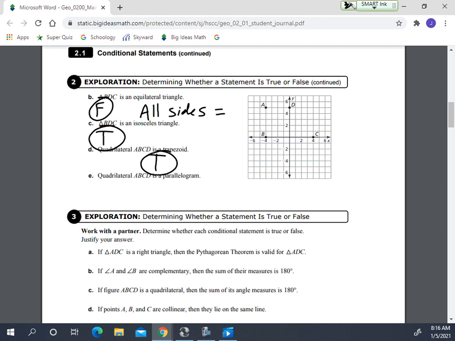Okay. Is that same figure a parallelogram? What's the definition of a parallelogram? You might have to look that up. The definition of a parallelogram is two sets of parallel sides. And AB is vertical. This is a vertical line. And DC is kind of at an angle. Those are not parallel. So this is false.